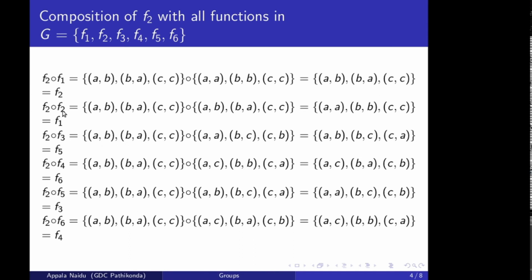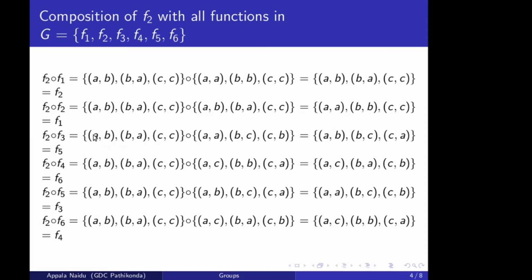Now let us see F2 circle F2. Here we start with A goes to B, here B goes to A. As a result we get A goes to A. So image of B is A, here image of A is B. The image of B will be B. Composition image of B is B. Here we start with C, image of C is C, here image of C is C. Total C goes to C. This is F1.